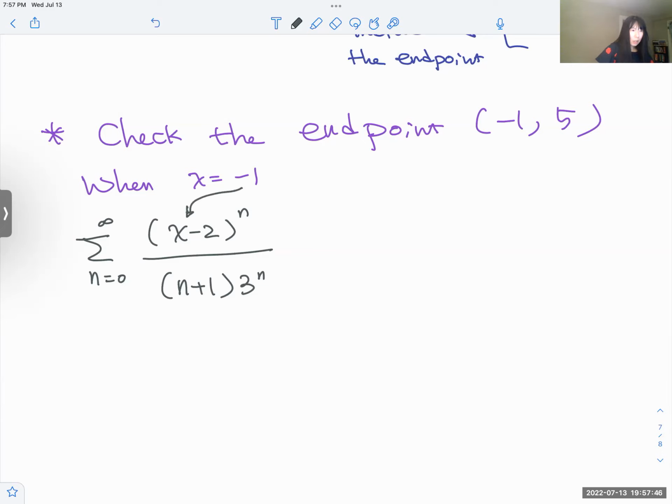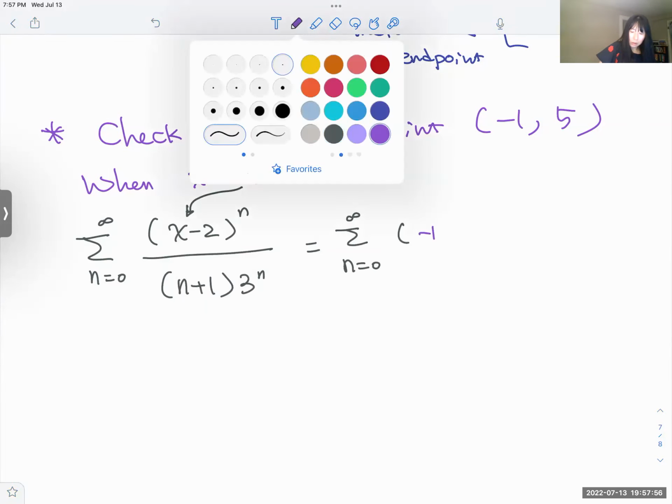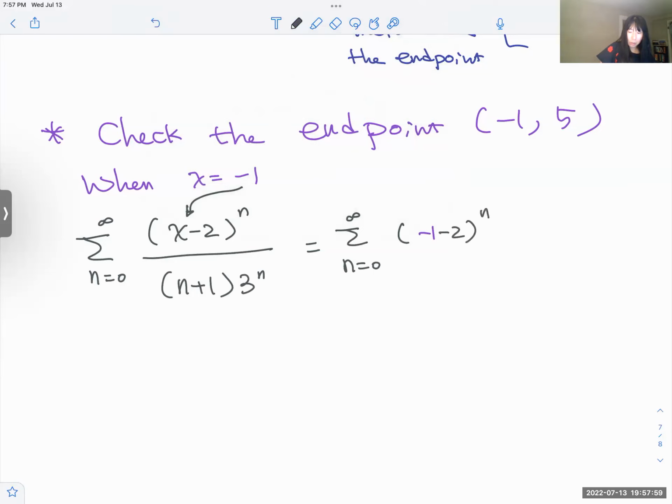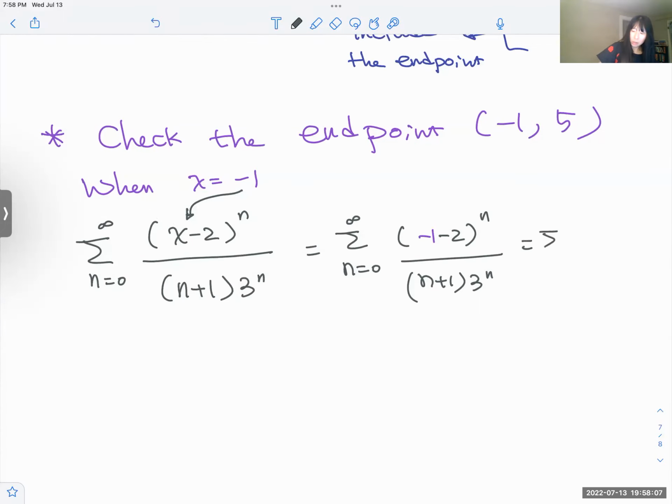Okay? So we will have the series n equals 0 to infinity, we have (-1 minus 2) to the n power over (n plus 1) times 3 to the n power. Okay? Now, the series n equals 0 to positive infinity, we have (-3) to the n over (n plus 1) times 3 to the n. Okay?